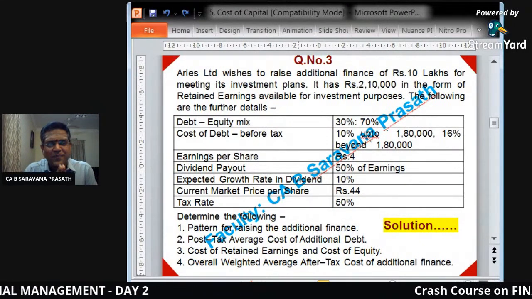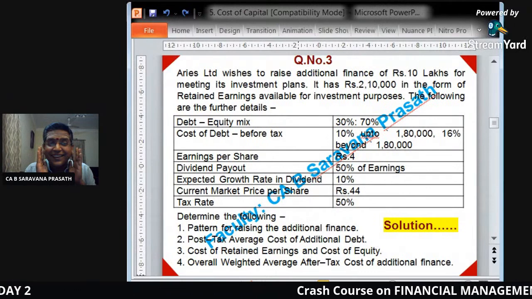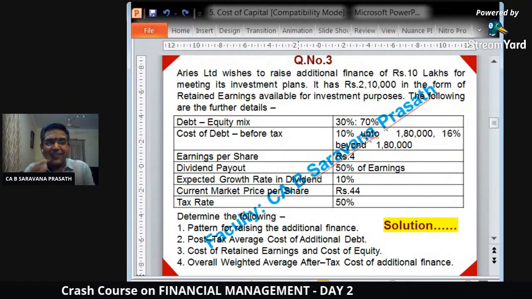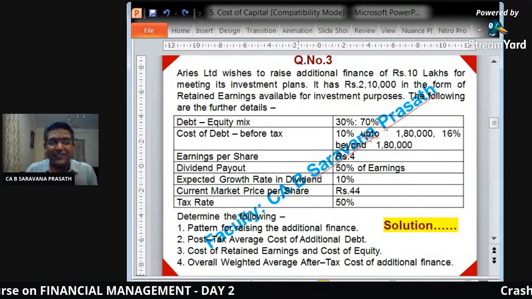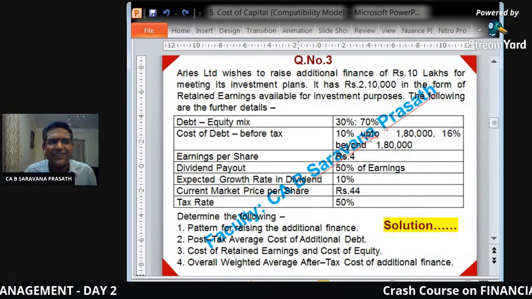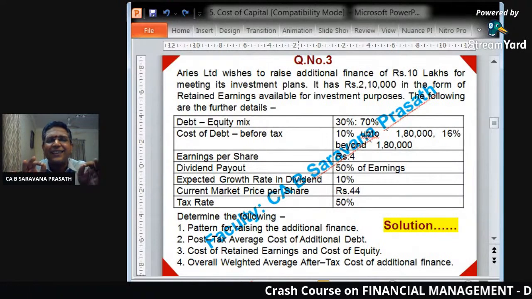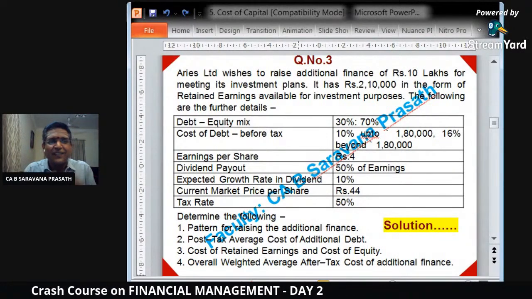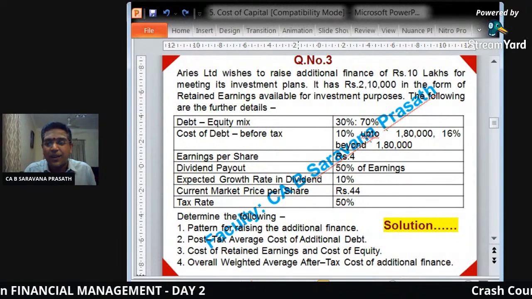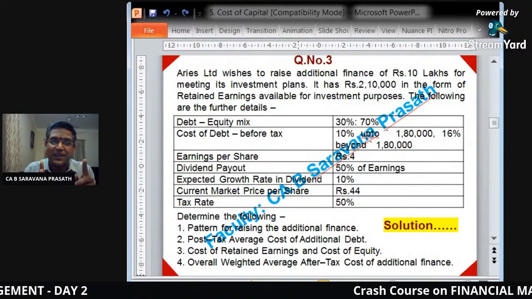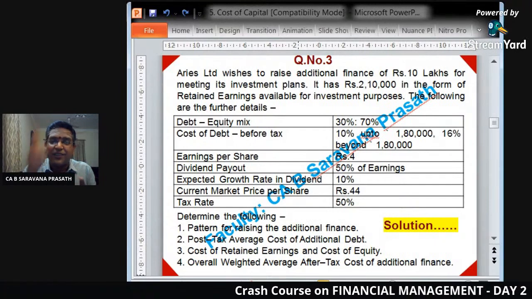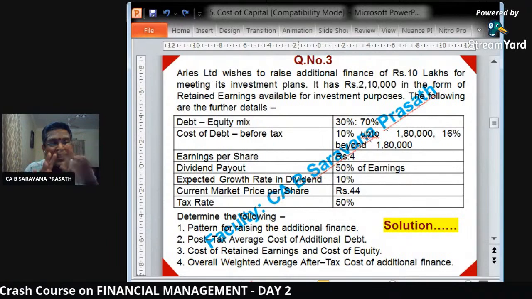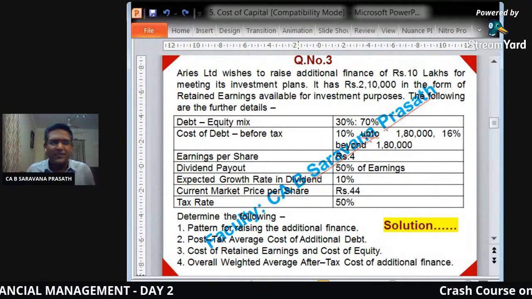For this question, I want you to first listen and register some points, and then we will look at the answer slide. It will be more interesting if you can register all this in your mind. 10 lakh is the total fund required for expansion. First item in the table, debt equity should be in the ratio 30:70. 30% of 10 lakh, 3 lakh debt. 70% should be equity. That's the basic split.